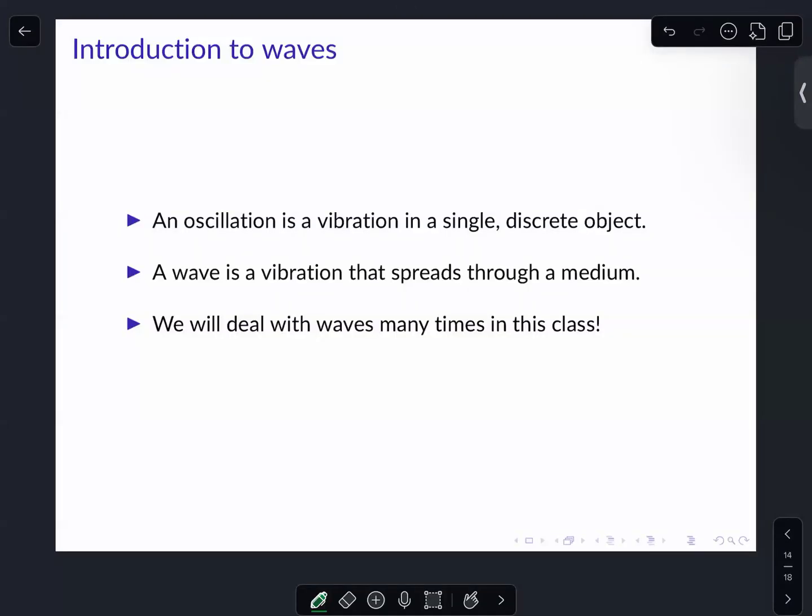Okay, so what I just said, an oscillation is a wiggle that happens somewhere. As time passes, something wiggles. A wave is, you've got a medium instead of a single object, an extended body, and each place along that body can have its own wiggle. A wave is a vibration that spreads through a medium.